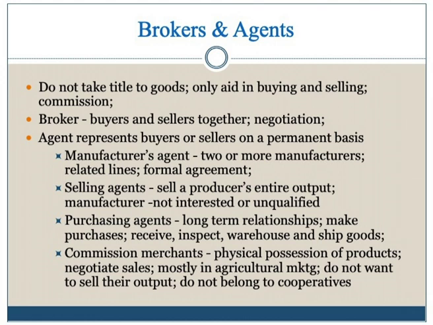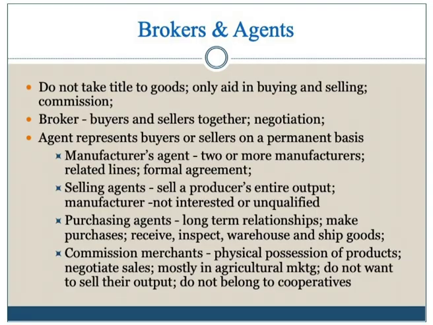Second category of wholesalers: brokers and agents. Now, brokers and agents do not take title to goods. They only aid in buying and selling, and they charge commission for the same. Brokers are the ones who bring the buyers and sellers together. They help make a sale happen and they also help in the negotiation process. An agent represents buyers or sellers on a permanent basis. For brokers, the clients keep changing, but as for an agent, the clients are on a relatively permanent basis.